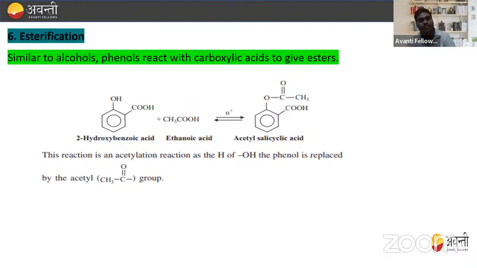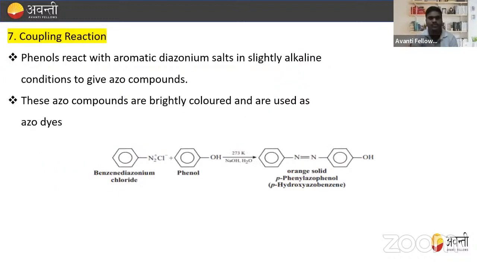Now, similar to alcohol, phenol reacts with carboxylic acid to give ester, and this reaction is also reversible in nature. When 2-hydroxybenzoic acid is treated with ethanoic acid, then acetylsalicylic acid is formed. This reaction is an acetylation reaction, as the H of the OH of the phenol is replaced by the acetyl CH3CO group.